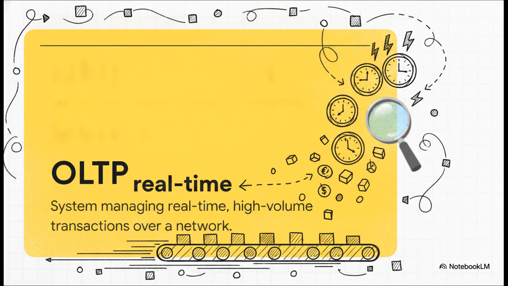So formally speaking, Online Transaction Processing, or OLTP, is a computing system designed to manage and process a massive volume of transaction-oriented applications in real time over a network. Now, I really want you to focus on two key phrases there, real-time and transaction-oriented, right? This isn't about analyzing a bunch of historical data from last year. No, this is about handling the immediate day-to-day operations of a business literally as they happen.